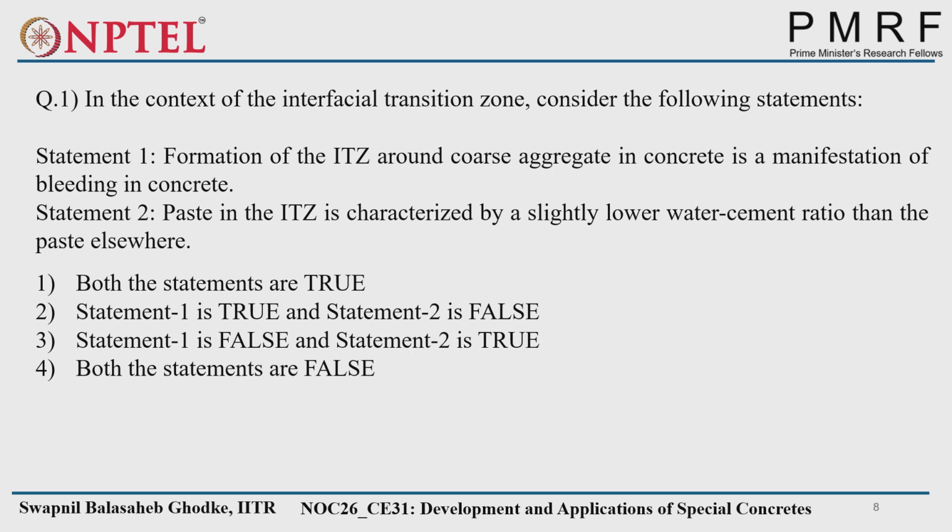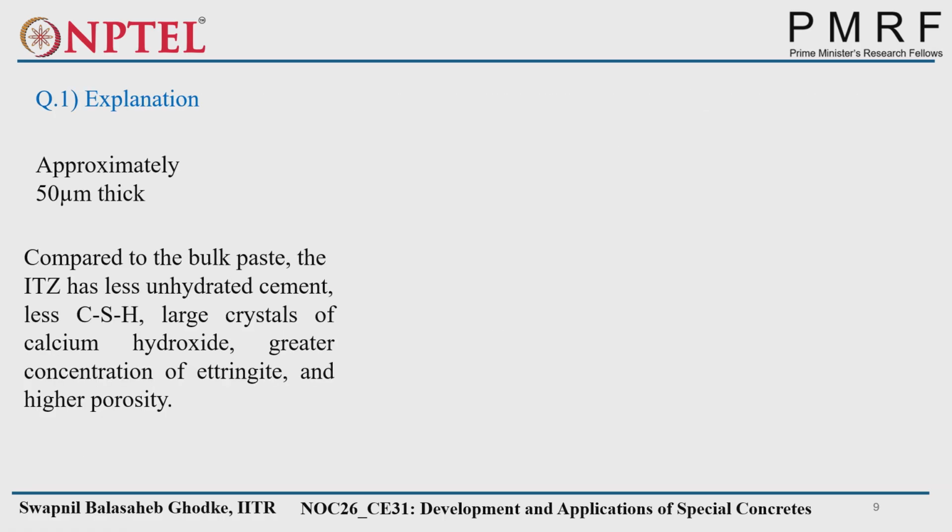Okay, and 2, okay. All are saying false only. Any other answer? Correct. Statement 1 is true and 2 is false. We already saw the water cement ratio is higher surrounding the aggregate, that is in the ITZ zone. And why did it happen? Because of the bleeding in concrete near the aggregate. So one is true and second is false.